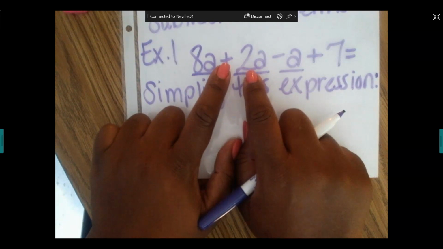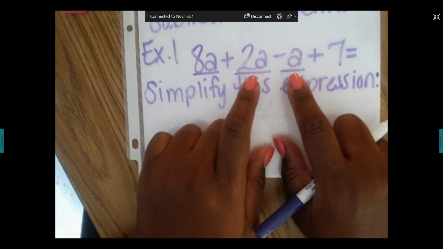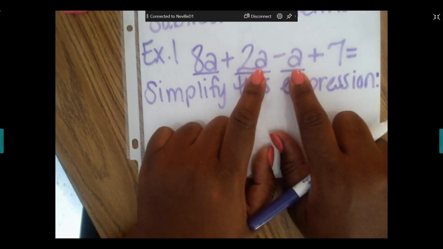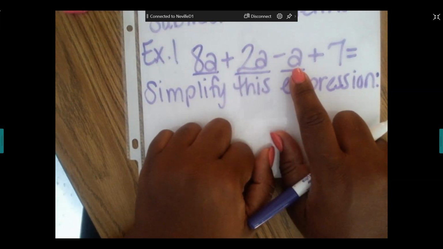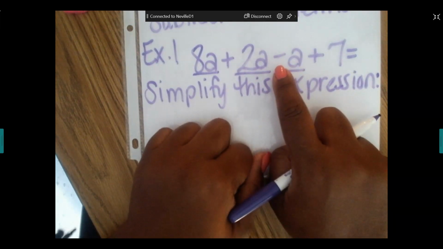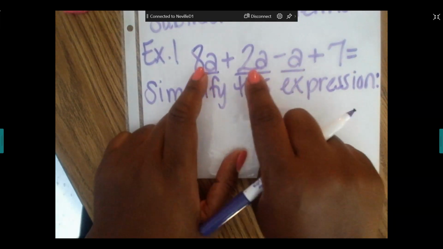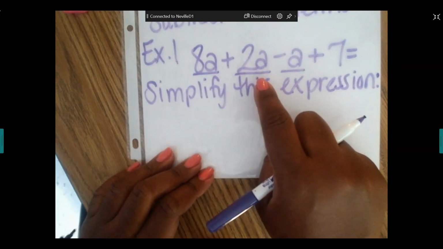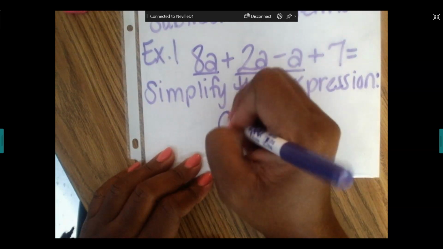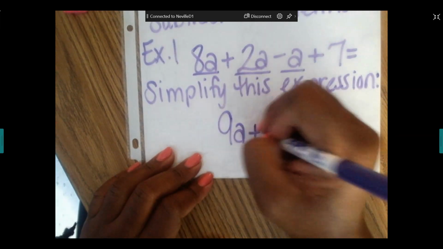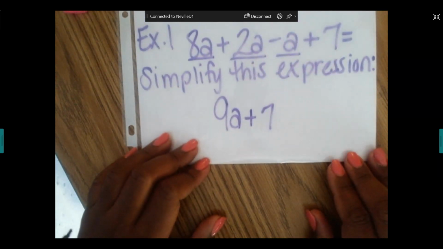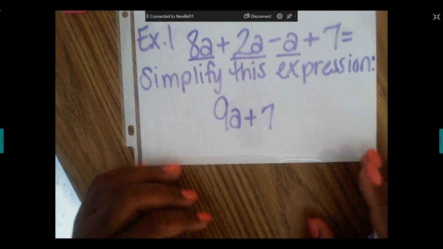Adding. Now, my 5th period struggled with this yesterday, and I want to see if you guys will. What operation will I perform here with that A? Subtract. Some of them didn't know which one to do. The sign is there. So, what is 8 plus 2? 10. And what is 10 minus 1? 9a plus 7. That's how we would simplify this expression.